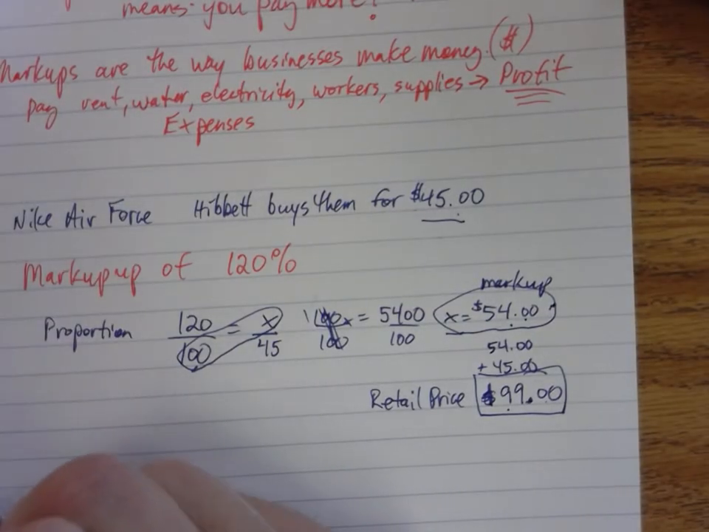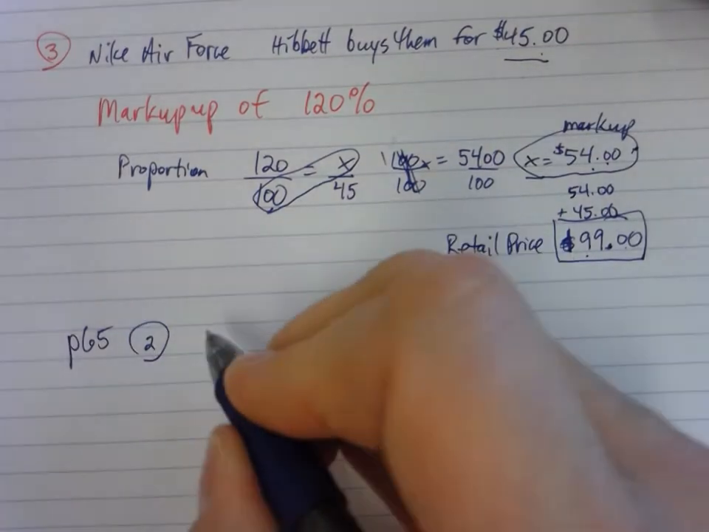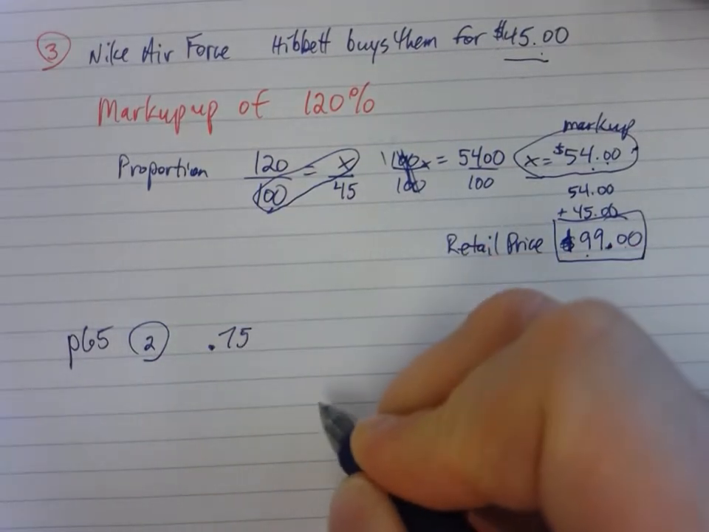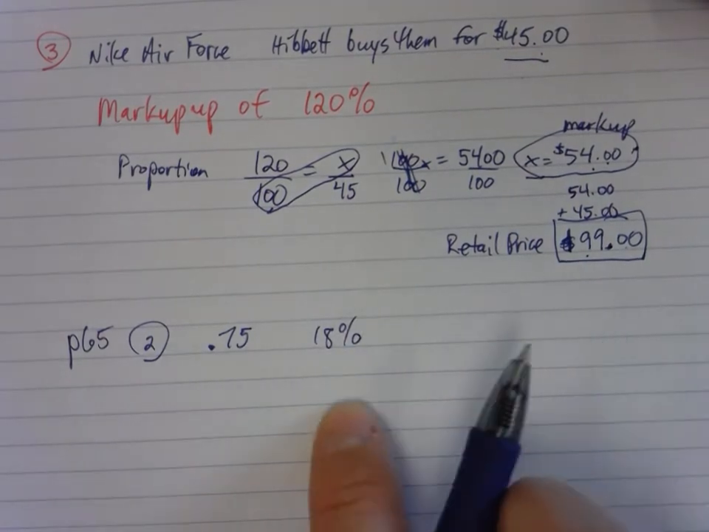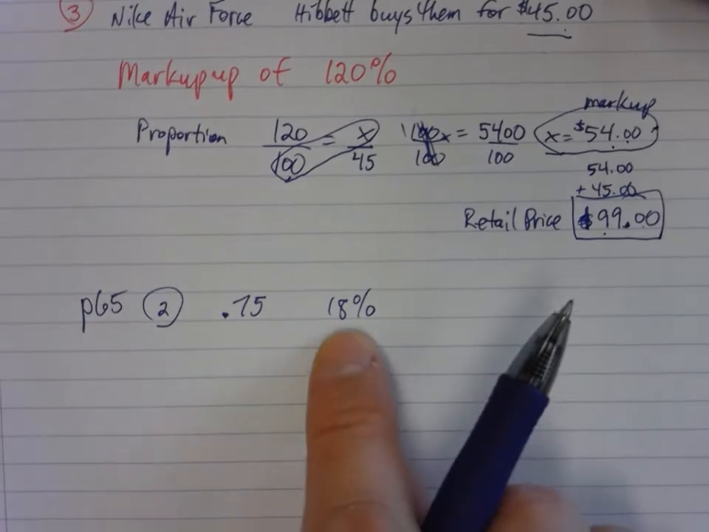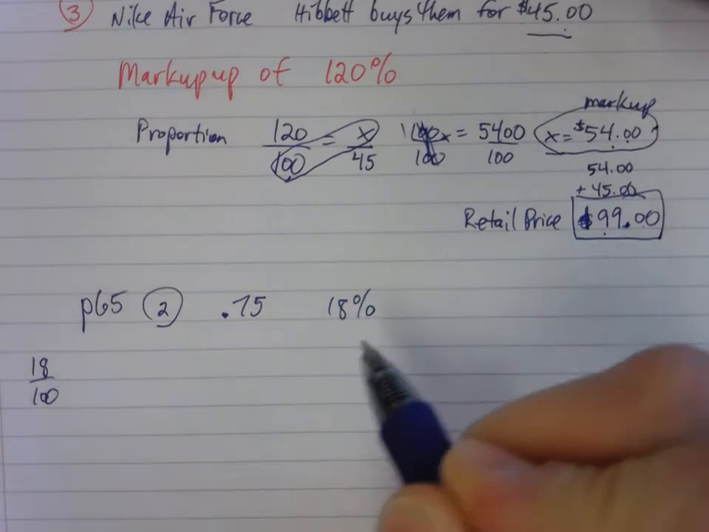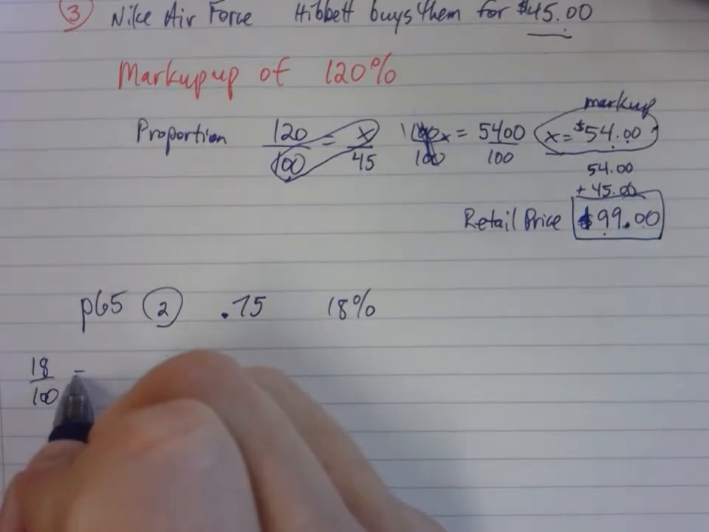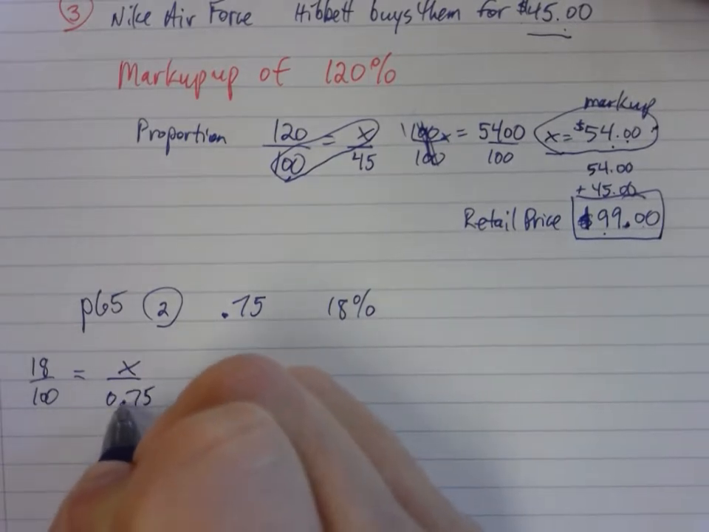So 75 cents is the cost of the apple. This is number 2 on page 65. So the apple is 75 cents, and they're marking it up 18%. I showed you the proportion way in that one, so I'm just going to write that again, and then I'll do it a different way as well. So if you've got 18%, that would be 18 over 100. Anytime you have a percentage, just write it as some number over 100. Then the price of the apple is 75 cents, so that would be x over 0.75. You could cross multiply and find that out.